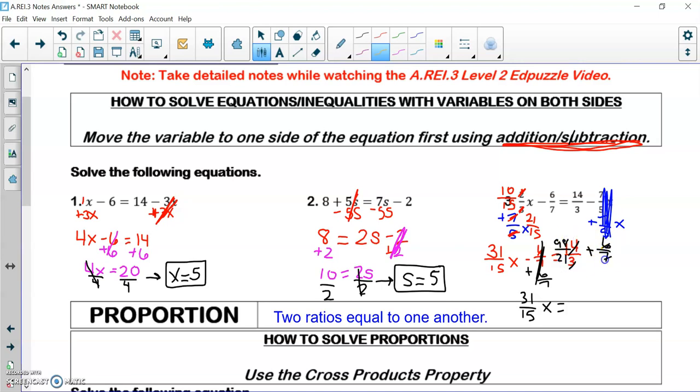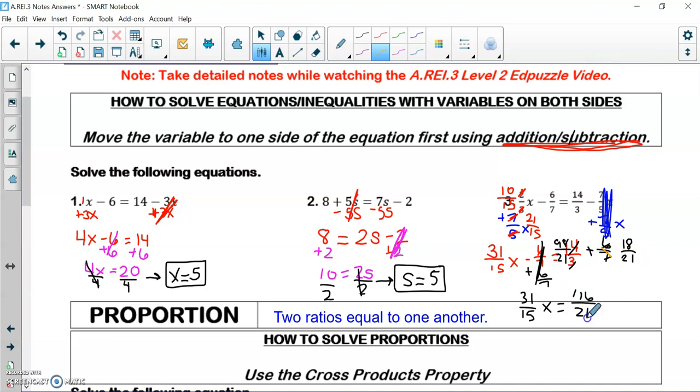And to get a denominator of 21 on a 6/7, I need to multiply the numerator and denominator by 3. So I wind up with an 18 over 21. And a 98 over 21 plus an 18 over 21 is a 116 over 21.